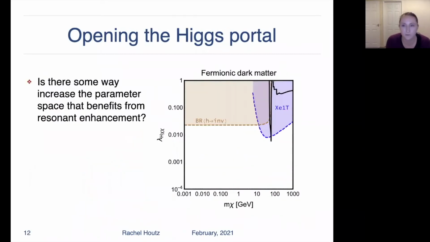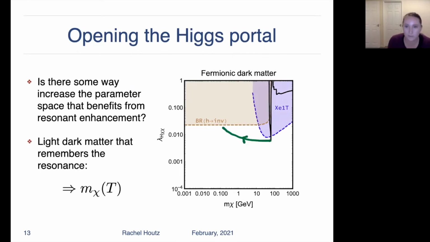And so the question we asked when we started writing this paper is, is there some way to increase the parameter space that benefits from resonance enhancement? And we're going to use the Higgs portal since it's a simple model to examine this question. So can we reopen the Higgs portal? And so what we were looking for is a relic abundance curve that, instead of looking like this black line, looks more like the green sketch that I've drawn.